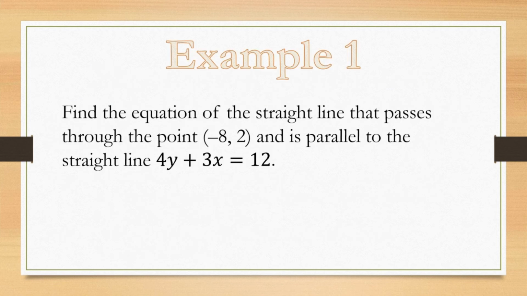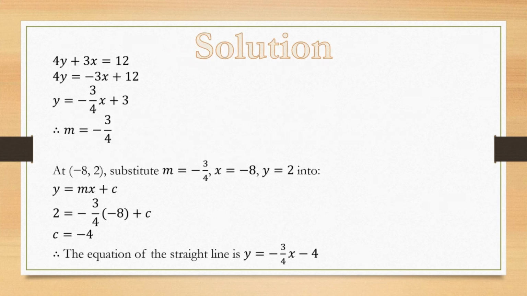Now, let us look at the first example. Find the equation of the straight line that passes through the point (-x, 2) and is parallel to the straight line 4y plus 3x equals to 12. Okay, since the equation of the straight line that we want to find is parallel to the given straight line 4y plus 3x equals to 12, we can find our gradient of the straight line from the given equation. And we get that m equals to negative 3 over 4.